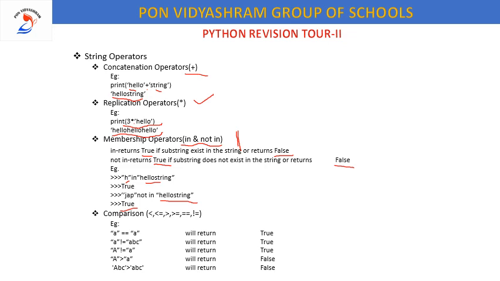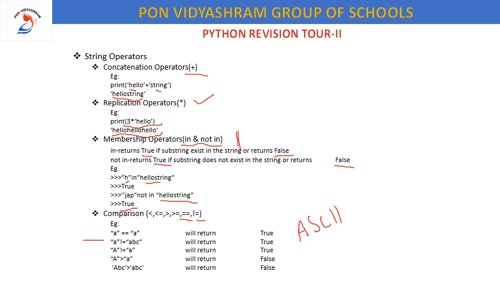The last one is the comparison operator. You are all aware that less than or equal to, greater than or greater than equal to, and equality operators exist, and not equal to is there to find out whether values are not equal. How does this work? It works on the ASCII value of the characters. You are all aware that each and every character has an ASCII value, and with that ASCII value, this compares.